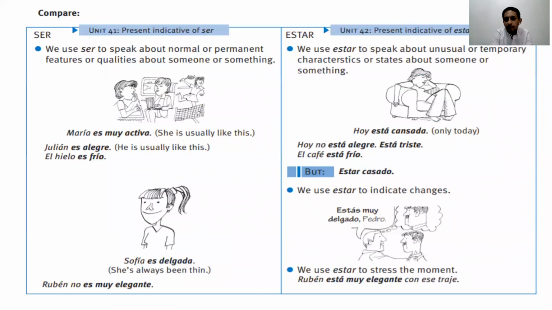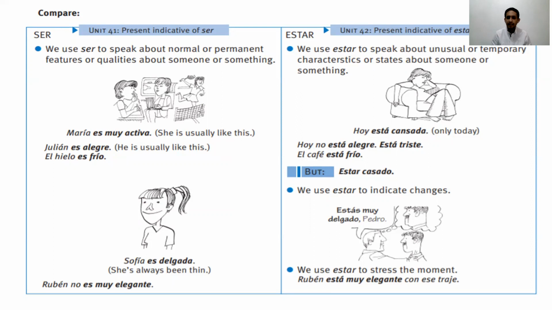So now let's compare ser and estar in order to finish this lesson. We will continue in the following lesson with the same topic, but with more information for you guys. So we use ser to speak about normal or permanent features or qualities about someone or something. María está muy activa. She's usually like this. If I say Victor es muy activo, that's me all the time, right?